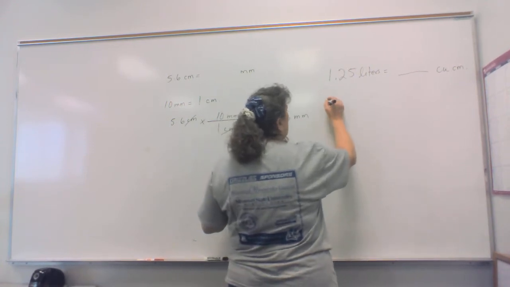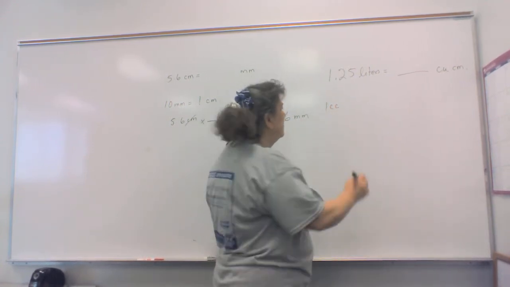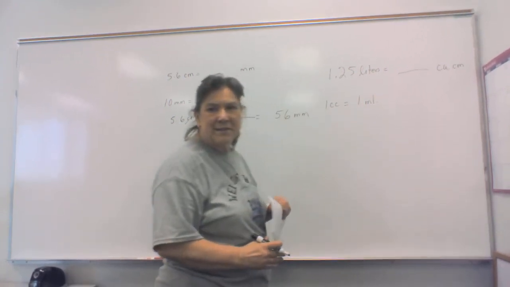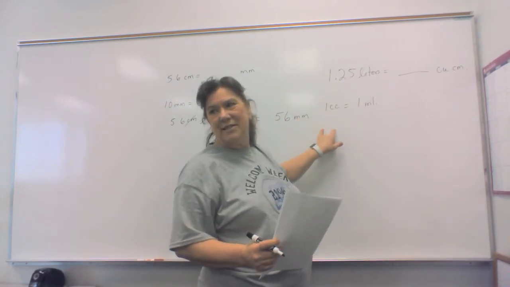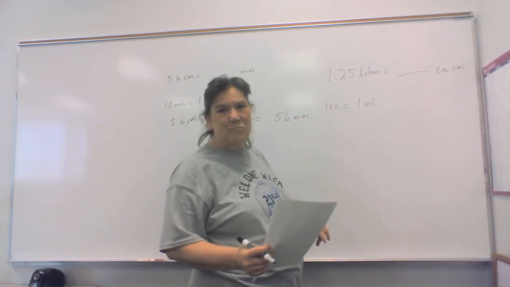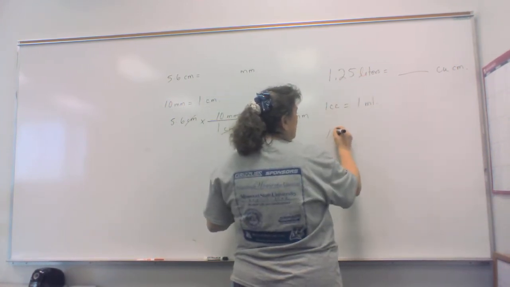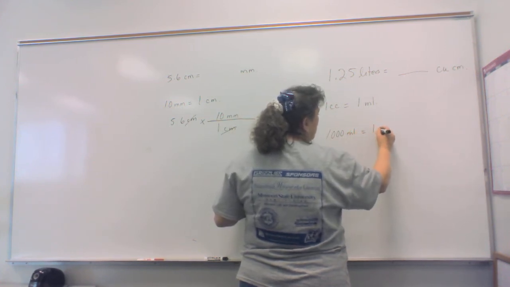I have not had... 1 cc, which is 1 cubic centimeter, is equal to 1 milliliter. So we're going to have to change our liters to milliliters to find out our cc's. Does that make sense? And so we need to know liters to milliliters. Well, there's 1,000 milliliters equal to 1 liter.